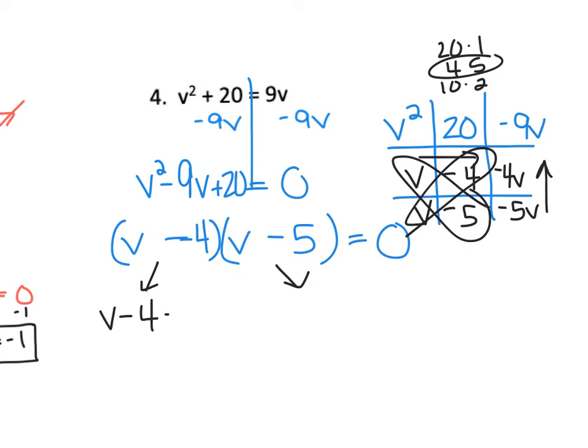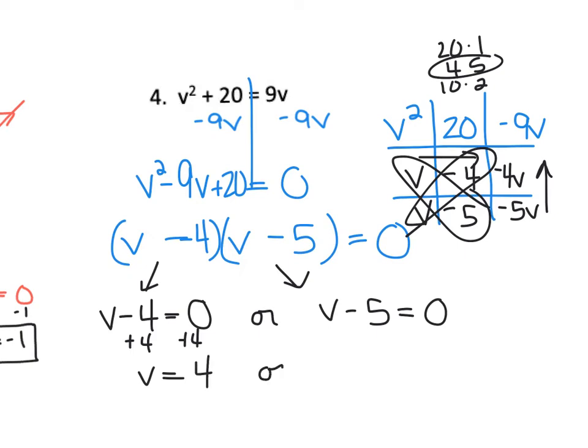So I have v minus 4 equals 0 once I apply the zero product property, or v minus 5 equals 0. Solve each of these linear equations now by getting the variable alone. So v equals 4 or v equals positive 5.